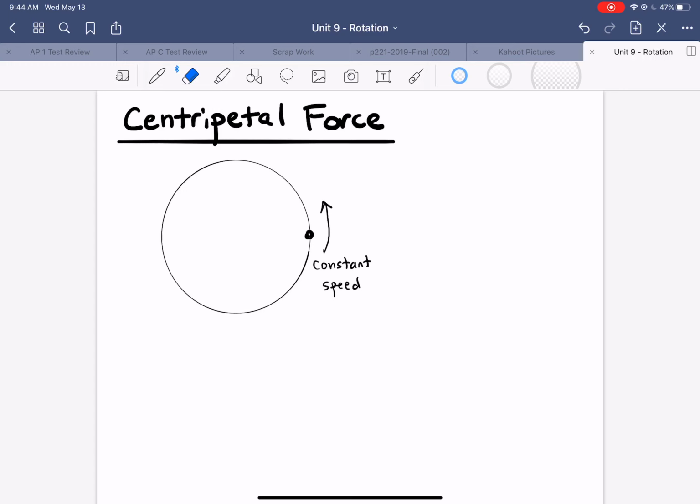Let's say we have an object which is traveling in a perfectly circular path at a constant speed. So that means both the linear speed and the angular speed are constant for this object. So my question for you is this: is the object accelerating? I'm not going to answer that right away, so just think about that question, see what you think your answer would be, and then as I go through this video, we'll figure out what the answer is.